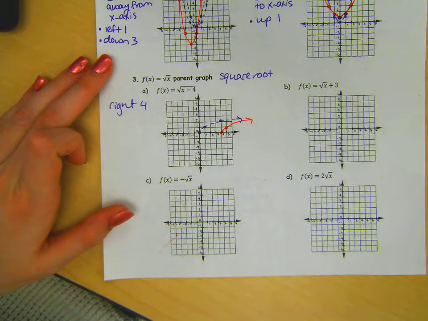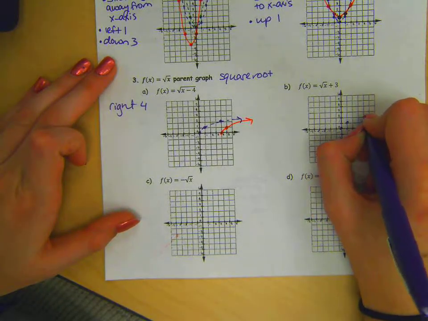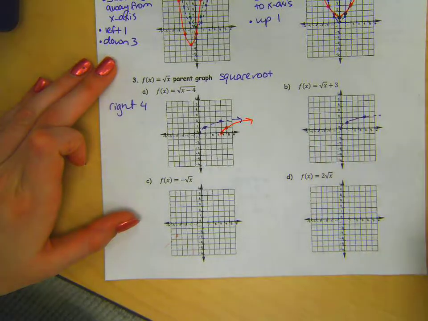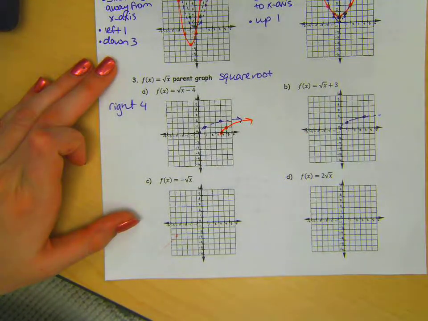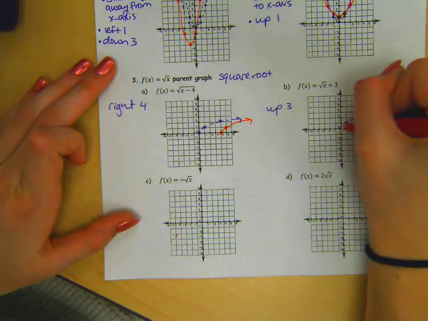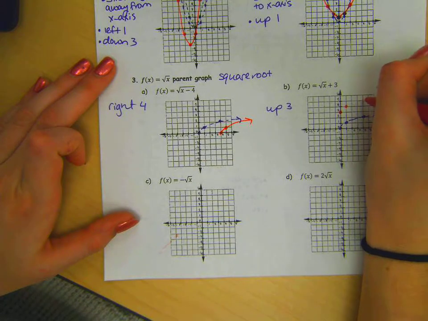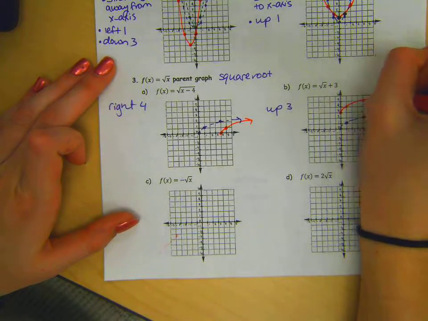Okay, for B, same thing, the general shape, 0, 0, 1, 1, 4, 2. I have plus 3, so I'm going to move up 3. So each of these 3 points, 1, 2, 3. So this is my general shape.